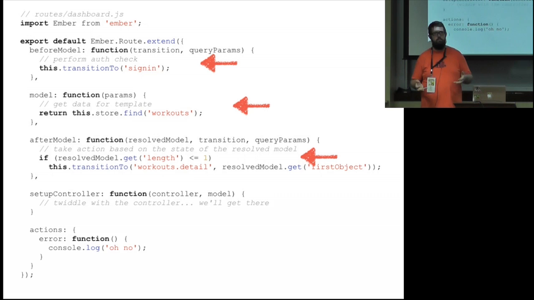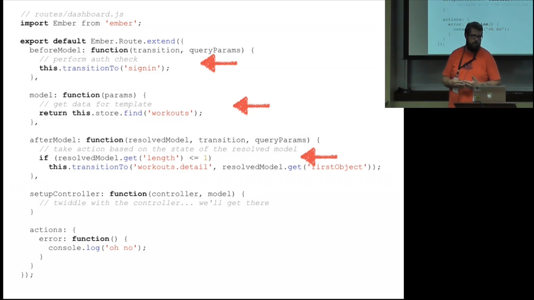And for example, in the before model, we might want to check if the user is signed in. We might not want to go get data from the server if the user is not signed in. And so we can perform that check there. And then if they're not signed in, I kind of put it in there, we can transition to a different route. So we can keep people on the sign-in page if they're not signed in.